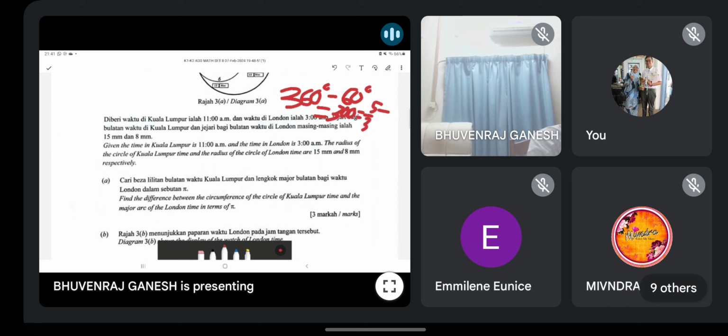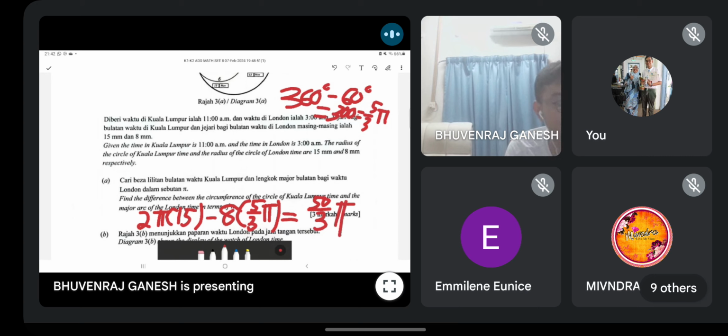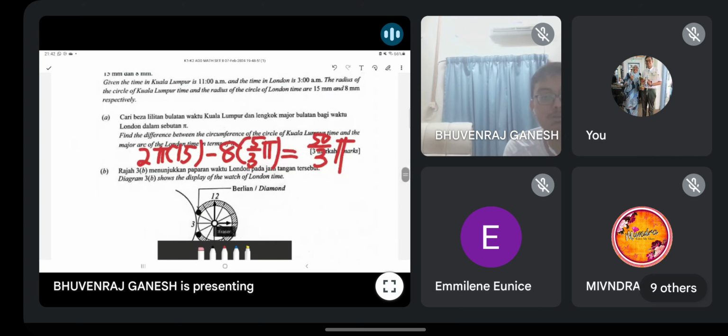So the final answer for circumference: you will get 2 pi times 15. This is for Kuala Lumpur, minus 8, 5 over 3 pi. So you will get 50 over 3 pi. Okay guys, clear for question A? How to do?